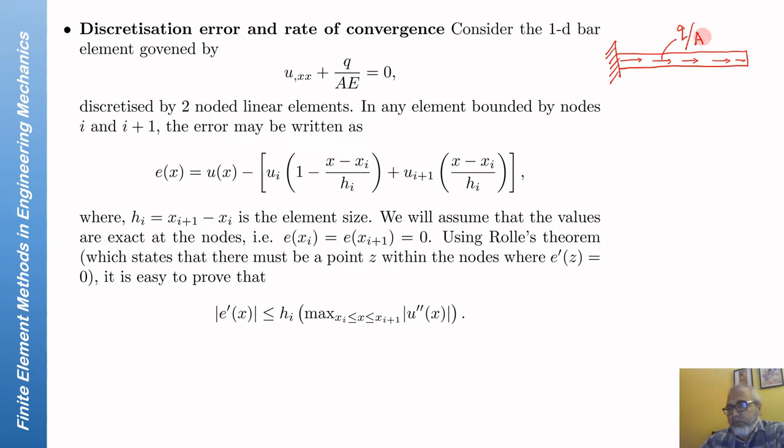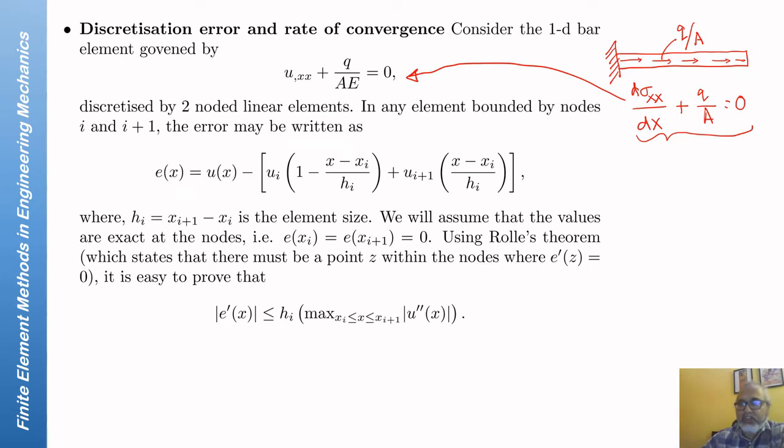So Q is the force per unit length, Q by A is the body force, so that the governing equation, like we have done before, is d sigma xx dx plus bx equal to 0, where bx is Q by A. This is the governing differential equation, and from this we can obtain this in terms of the displacement. So we have the governing equation with second order derivatives in displacement.